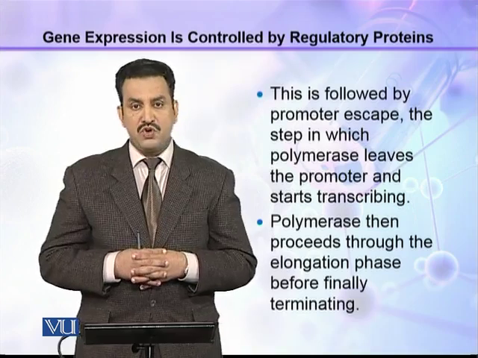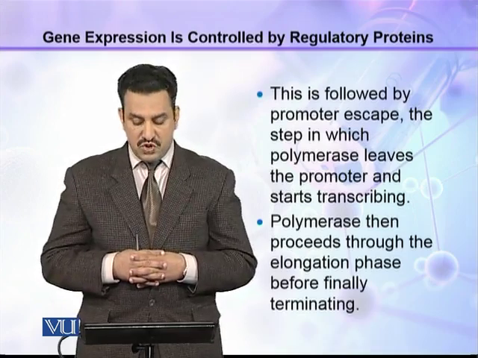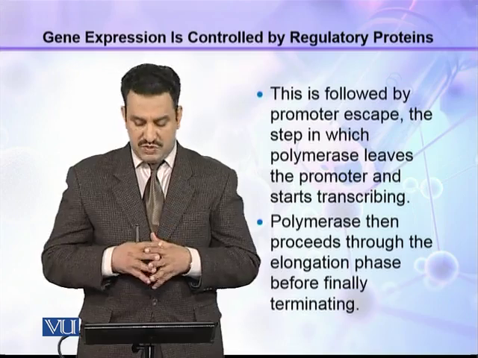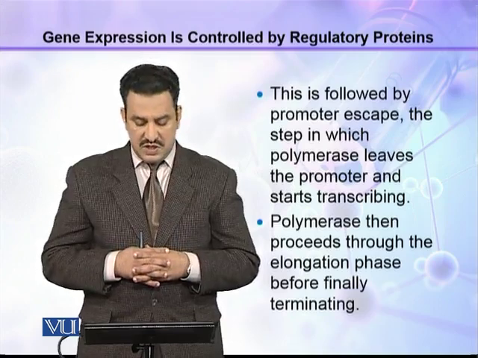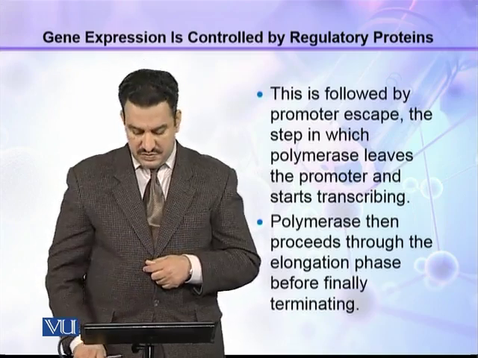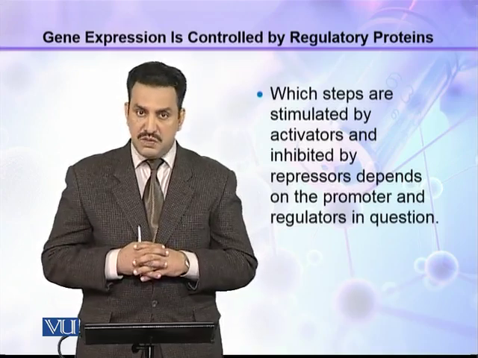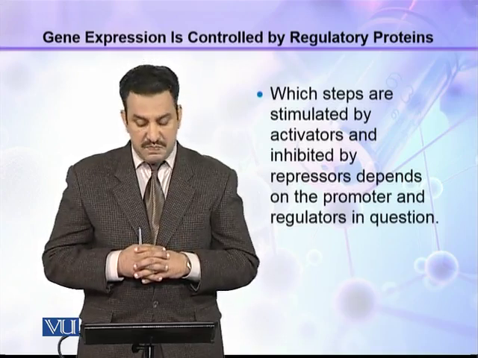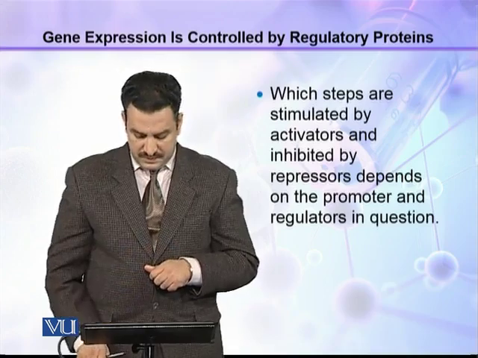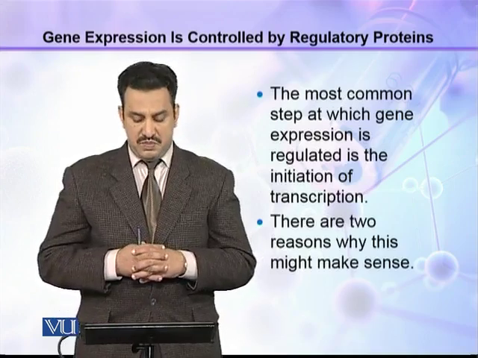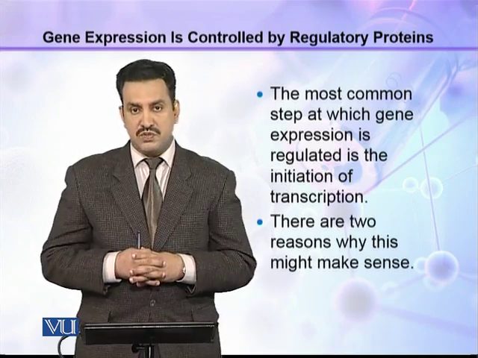This is followed by promoter escape, the step in which polymerase leaves the promoter and starts transcribing. Polymerase then proceeds through the elongation phase before finally terminating. Which steps are stimulated by activators and inhibited by repressors depends on the promoter and regulators in question. The most common step at which gene expression is regulated is the initiation of transcription.